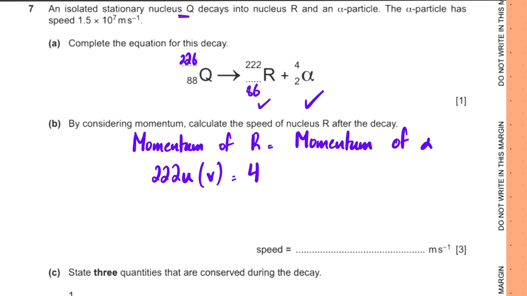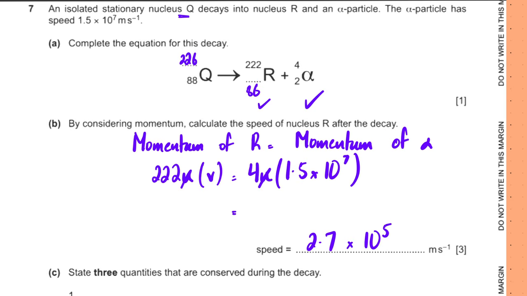So the mass of alpha is 4u and its speed is 1.5 into 10 to the 7, right? So u's cancel and I need to find v, so that would be 4 divided by 222. So let's do this together. Into 1.5 into 10 to the 7, which turns out to be 2.7 into 10 to the 5 meters per second.